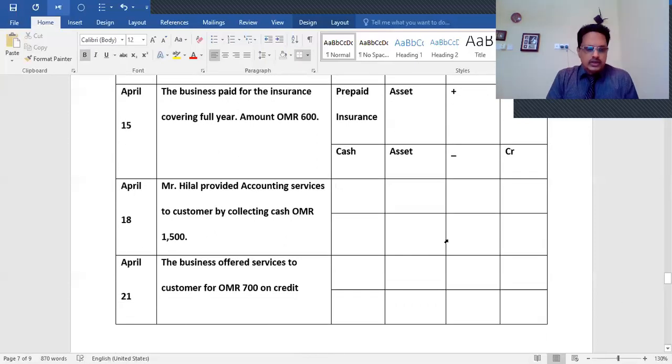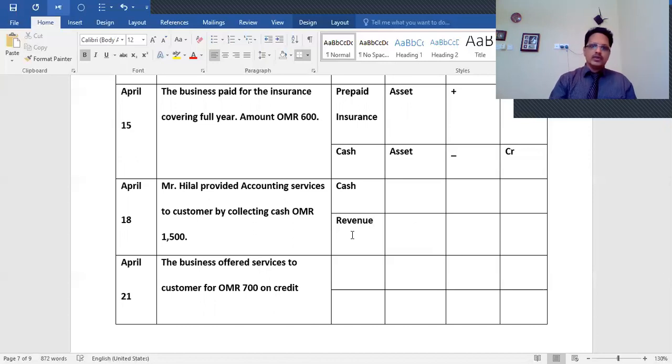Hilal provided accounting service to customers by collecting cash, OMR 1,500. You collected money and provided service. It is not on credit. Before, we discussed one case, providing service on account, where money has not been received. So here it is cash and service revenue, or revenue.